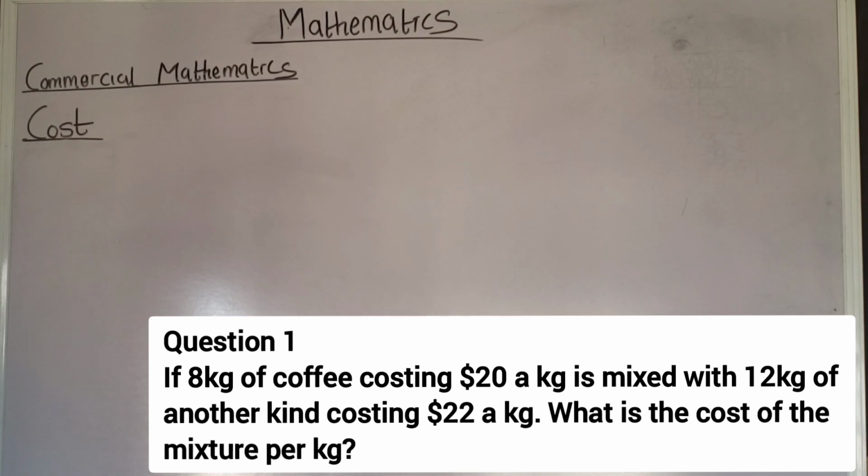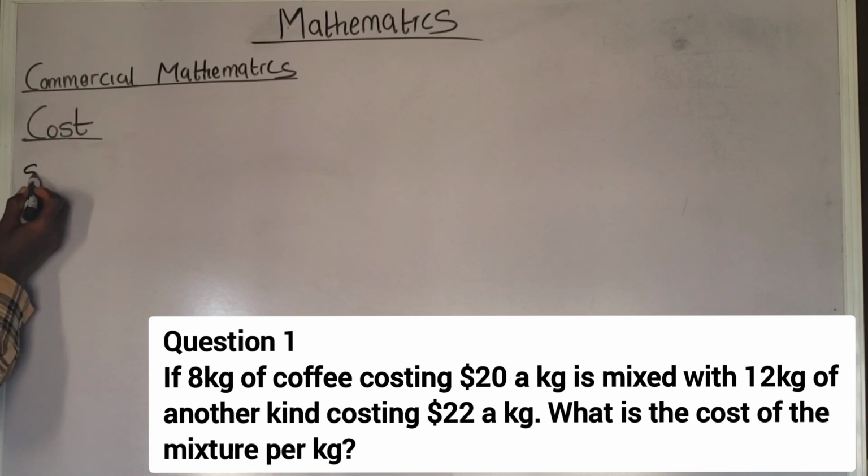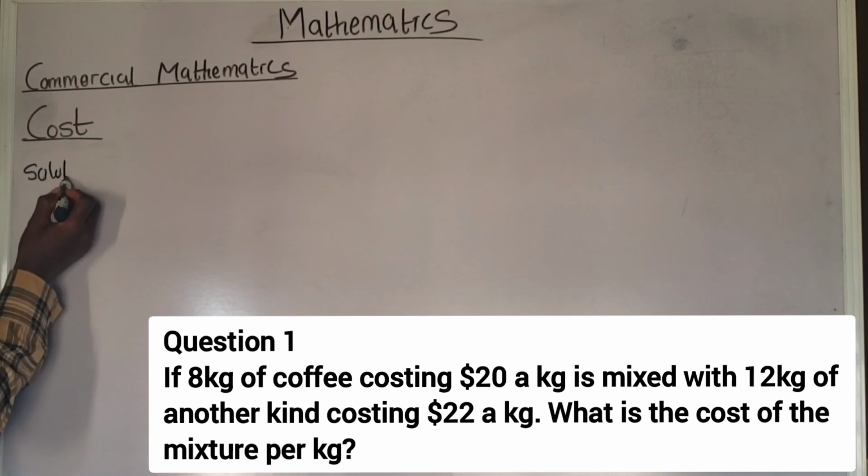If 8 kg of coffee costing $20 a kilogram is mixed with 12 kg of another kind costing $22 a kilogram, what is the cost of the mixture per kilogram? Okay, please pay attention. Let's start by writing out the information that we're given in the question. Solution.